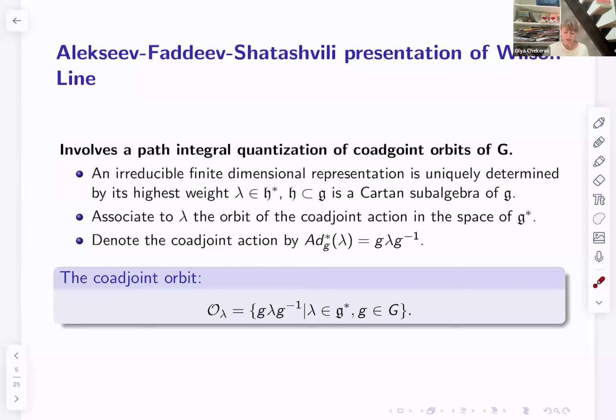So we can put the representations in correspondence with the orbits, choosing an integral orbit representative, and it will correspond to the highest weight of finite dimensional irreducible representations. And irreducible finite dimensional representations are uniquely determined by their highest weights, which live in the dual to the Cartan subalgebra of the Lie algebra. And this is how all the pieces come together.